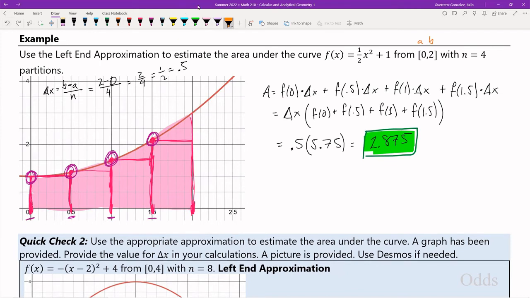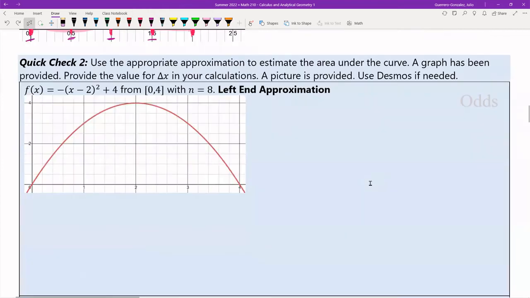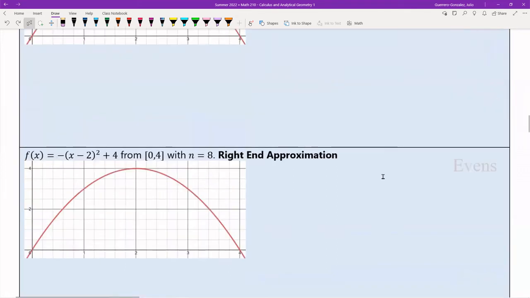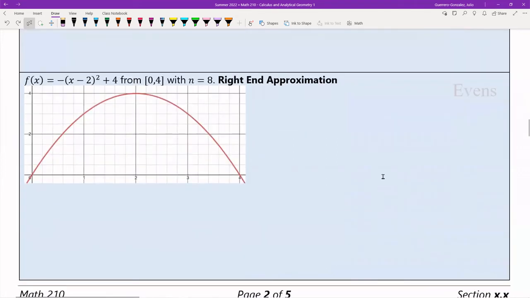So at this point, what's going to come up now is a quick check. For the odds, I want you guys to do n equals 8 for this function using the left end approximation. And then for the evens, I want you to do the same thing for the same function over the same interval with 8 partitions, but you are using the right end approximation. So both the odds and the evens are doing the exact same area, but one's doing it with the right end, one's doing it with the left end.